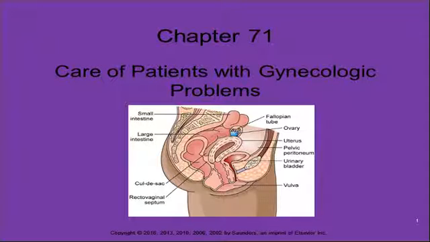Hi, this is Chapter 71, Care of the Patients with Gynecological Problems. The first specific problem we will talk about is endometriosis.